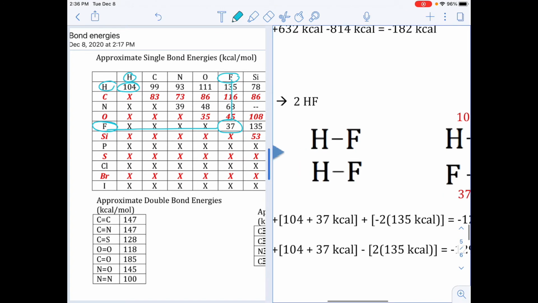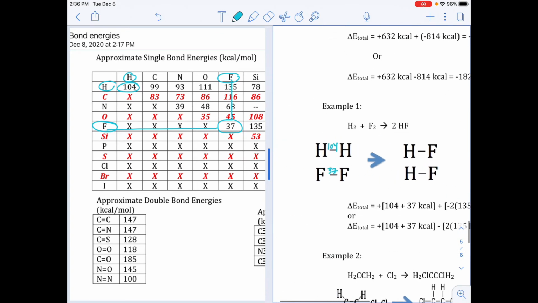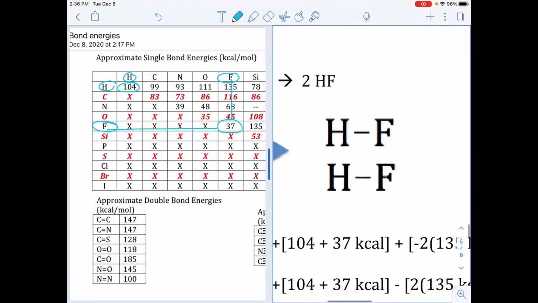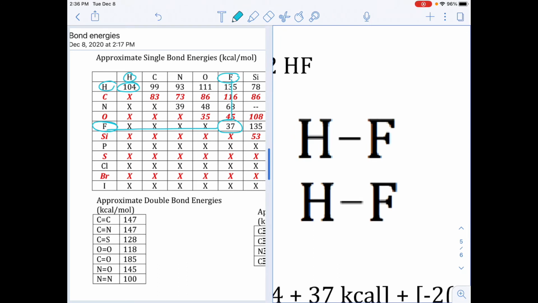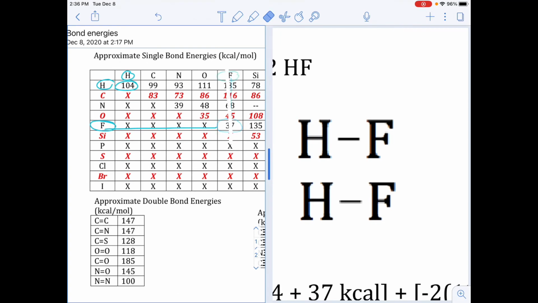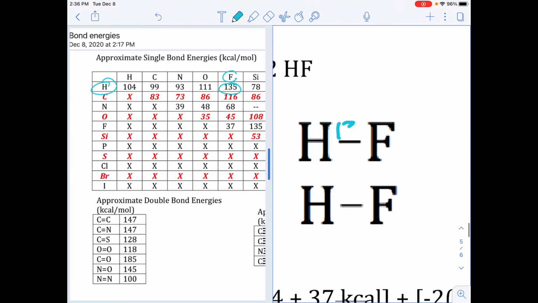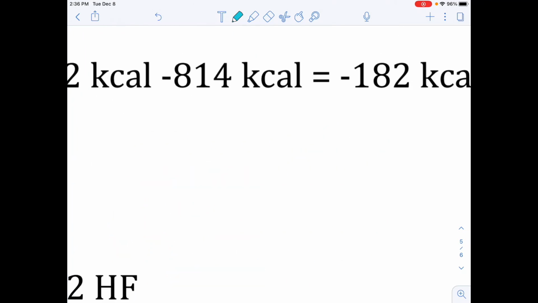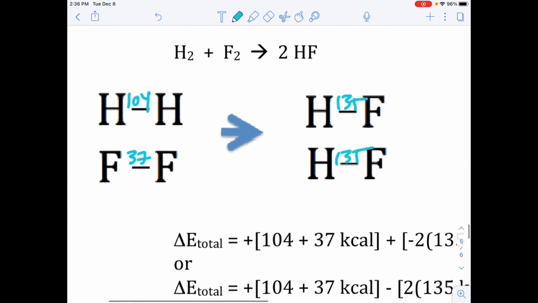And then we'll come over here and we'll say, okay, H, let me clear this off. HF, 135, 135. Okay. All I did, I looked on the chart, I got all my numbers, that's it. Now, I'm going to simply add these together.